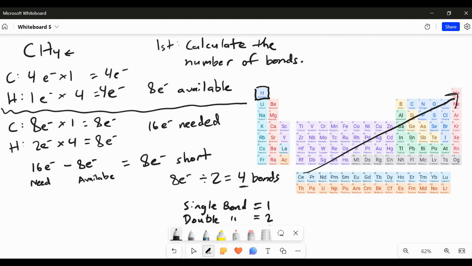But there's an exception to this. Hydrogen can never be in the center. Hydrogen can never be in the center, and I'll show you why in just a little bit. So, because hydrogen can't be in the middle, the only other atom in our molecule, which is CH4, remember it's up here, is carbon. So carbon's got to be in the middle. Okay?